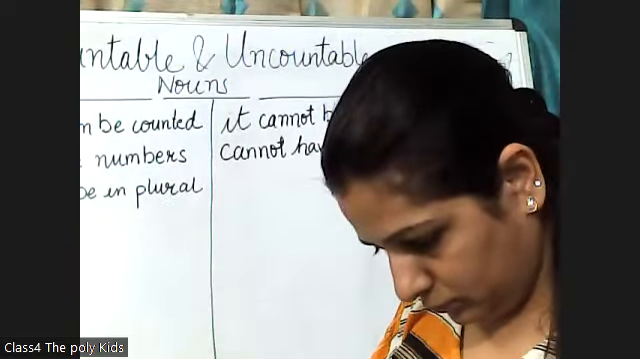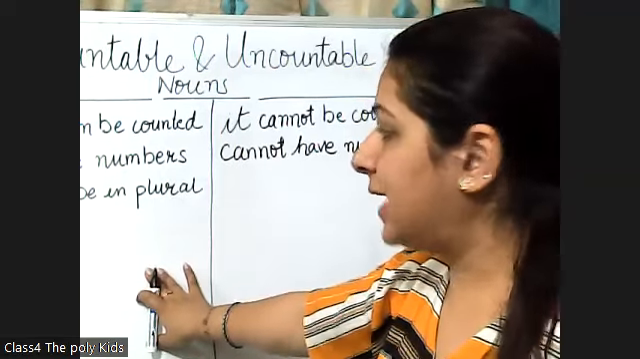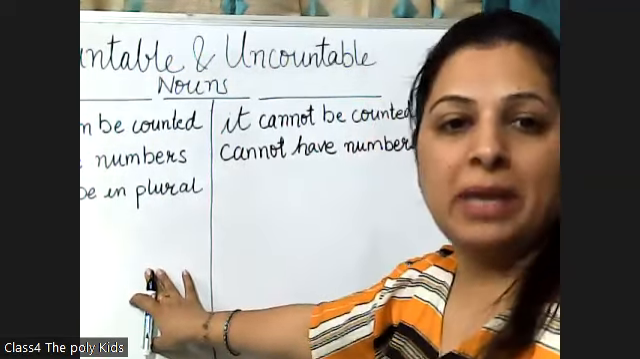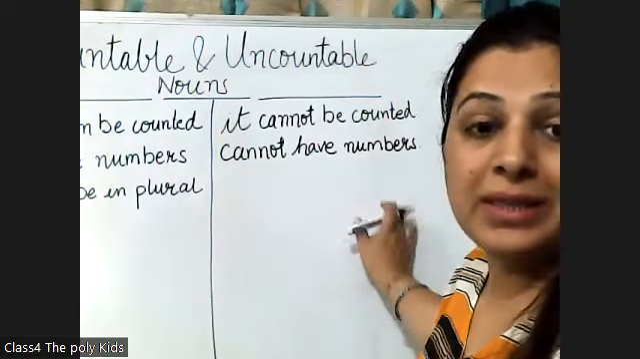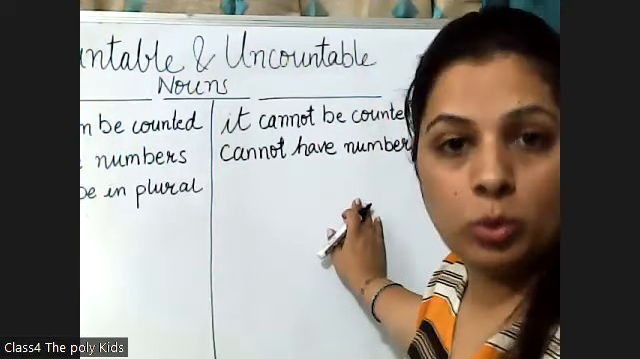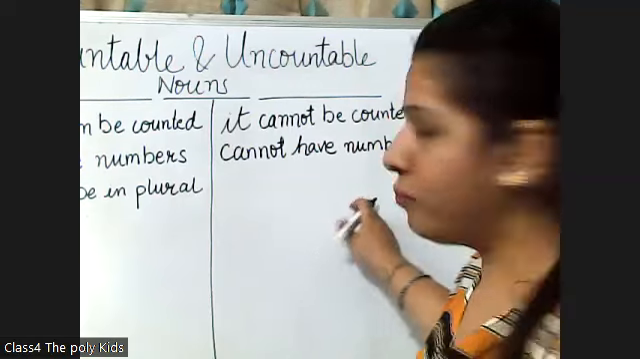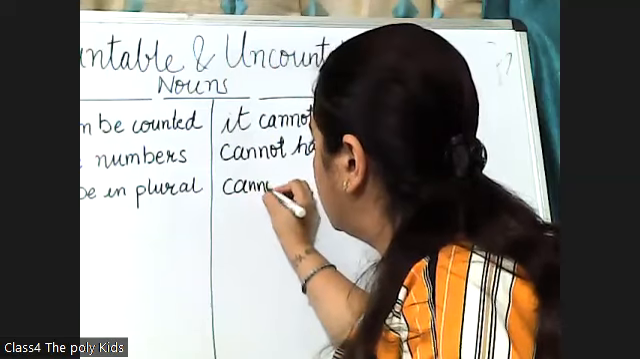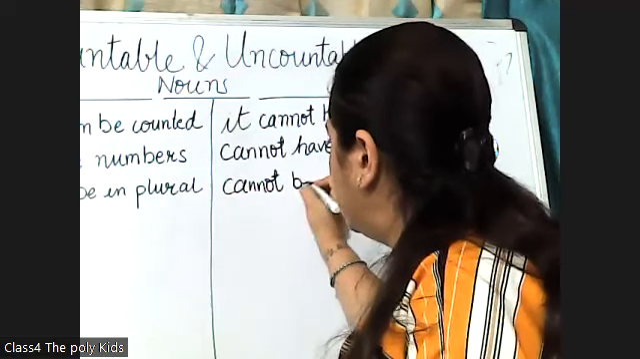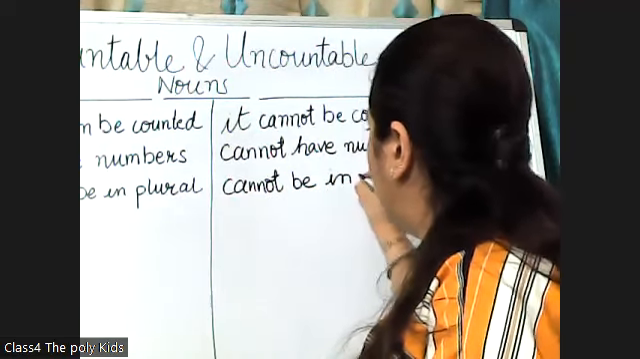Done, ma'am. Done. And then the third is uncountable. Can it be in plural form? We can make countable nouns in plural form, but uncountable nouns cannot be made in plural form. Cannot be in plural.